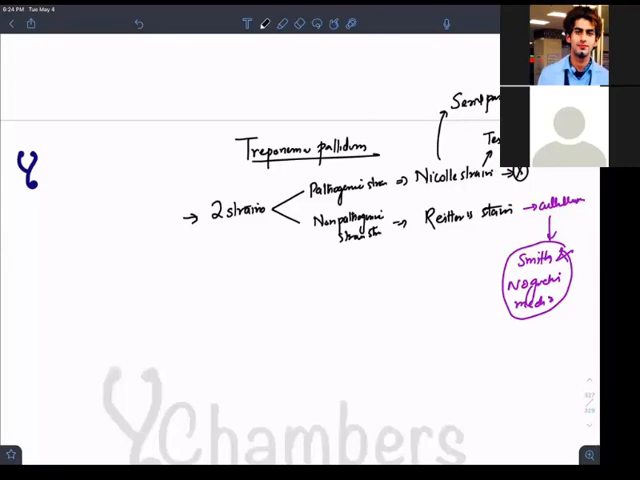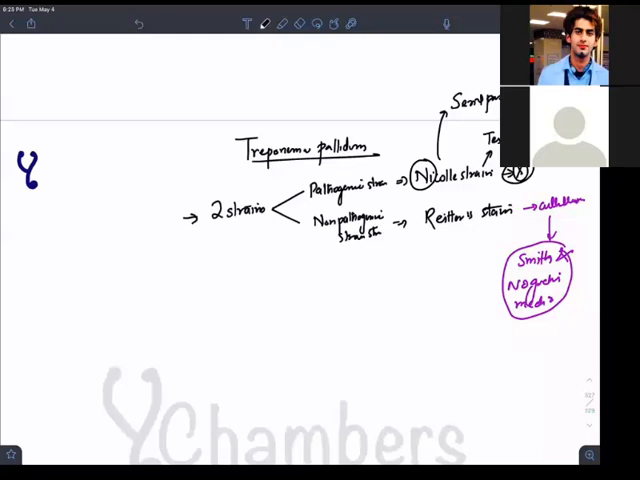So Reiter's: Smith Noguchi media. Is it clear? What about Nichols? Nichols means no, not cultivable. Then what? Rabbit testicle. Is it clear? Rabbit testicle. Okay. Have you learned it?